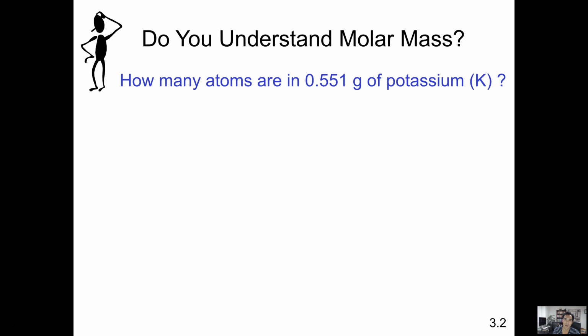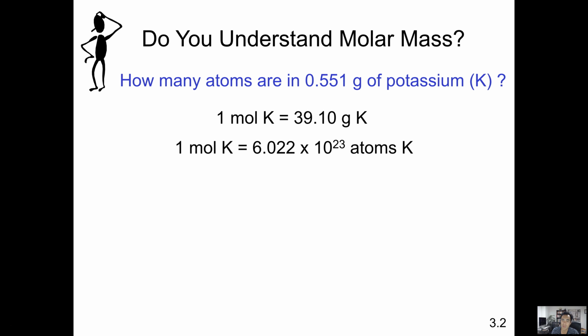All right, let's take a look if you understand molar mass. So how many atoms are in 0.551 grams of potassium? So in this specific case, I'm trying to figure out and count how many atoms are in there. But in order to do that, I have to figure out what the relationship is between moles and grams. So in order to do that, we're going to make this assumption that 1 mole of potassium is 39.10 grams of potassium. That's from the periodic table. And if we also say 1 mole of potassium is also equal to 6.022 times 10 to the 23 atoms, then what we do know is that we can actually convert grams to atoms by using our mole ratio.